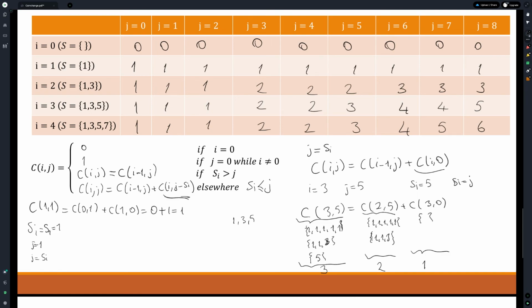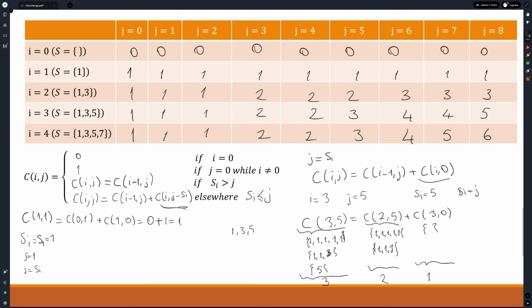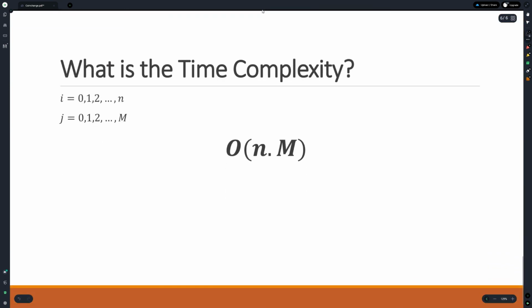Let's calculate the time complexity. Indeed, you can see it easily through the table. In the table, the number of rows is 5, which is n plus 1. The number of columns is 9, which is m plus 1. Therefore, the time complexity should be n plus 1 times m plus 1. So this is equivalent to order of n times m.